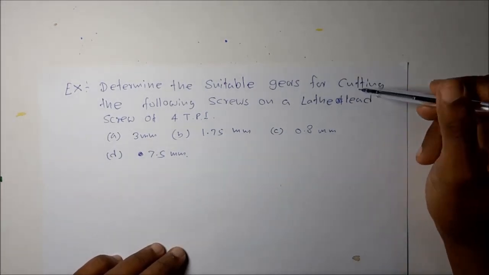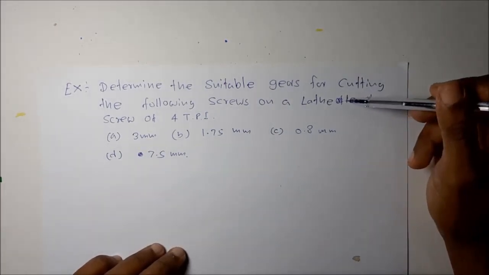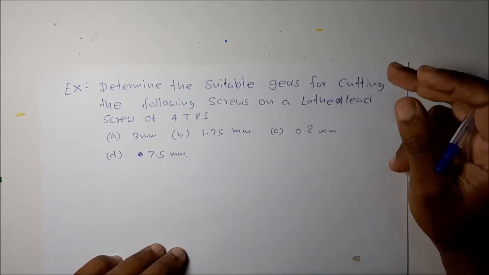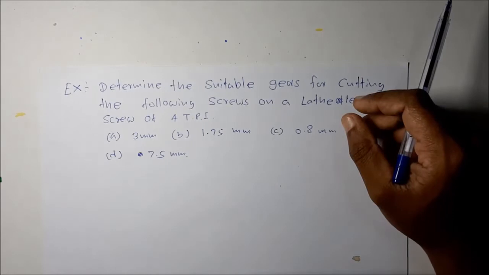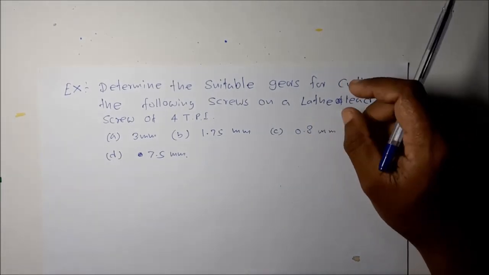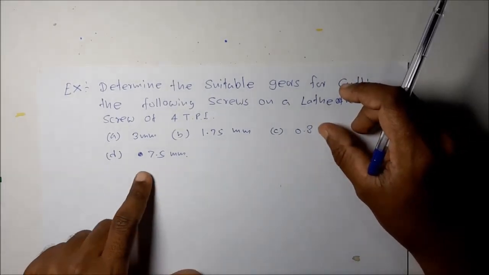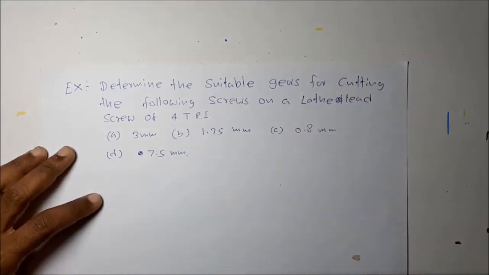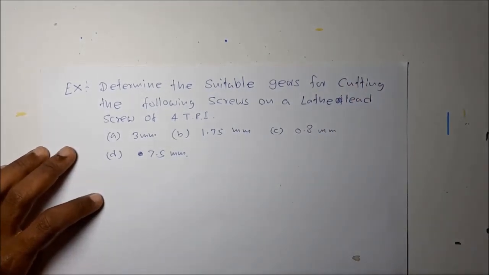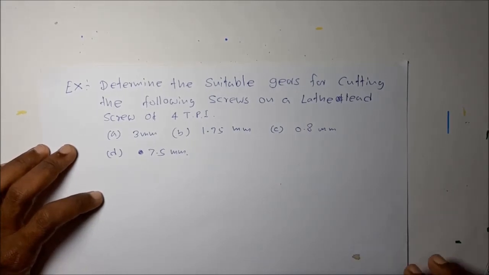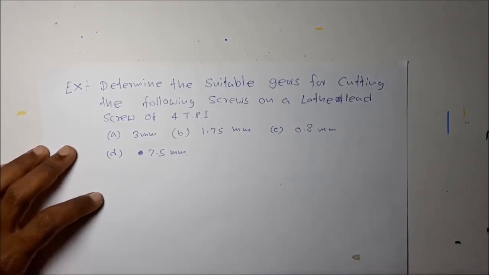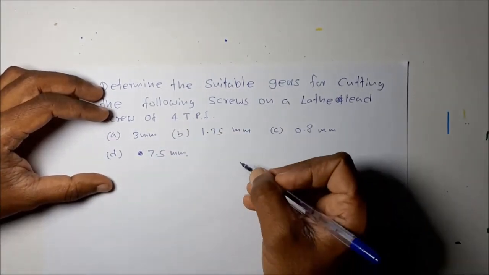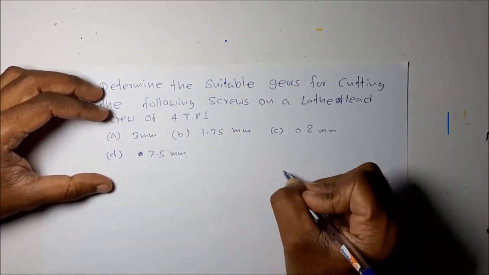Determine the suitable gears for cutting the following screws on a lathe, lead screw of 4 TPI: 3 mm pitch, 1.75 mm pitch, 8 mm pitch and 7.5 mm pitch. This is the problem we are having. First we have to understand what the TPI is. Here it means 4 TPI.